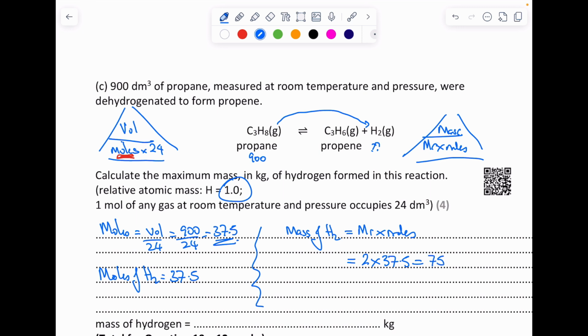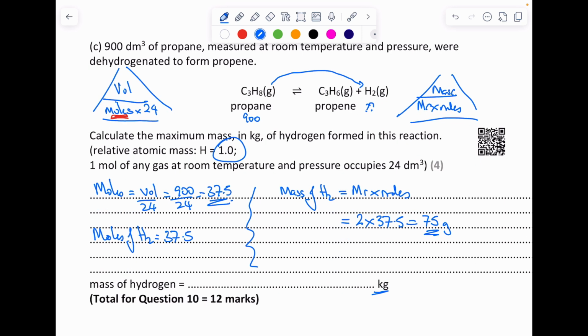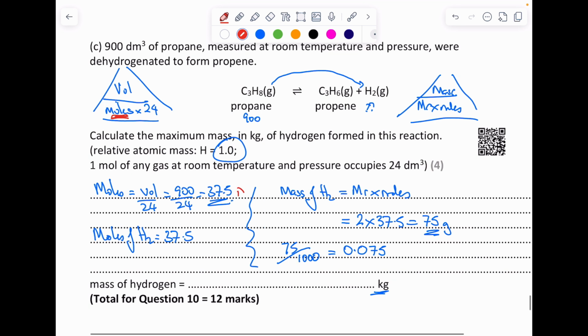As an answer. But that 75 needs converting because that's going to be in grams. So let's convert that, because it wants the answer in kilograms. So all I have to do there is 75 divided by 1,000, and that's going to be 0.075 kilograms. Marks wise for that one, there's 4 marks in there. So you're going to get a mark for that little bit there. You can get a mark in here for the ratio, a mark in here for that, and then a mark for converting that to the right units.